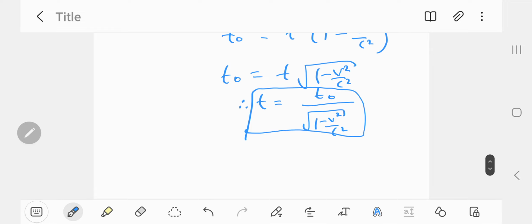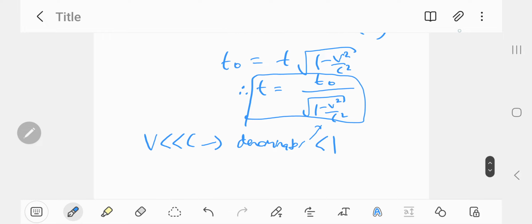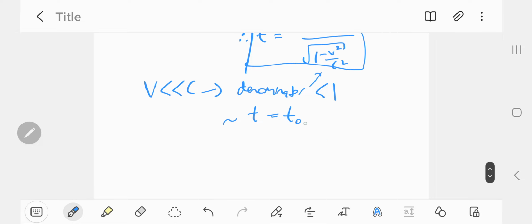Now in everyday experience, the velocity of the train, in this case v, is always going to be much smaller than c. And hence the denominator, the square root of 1 minus v squared over c squared, is always going to be less than 1, but very close to it. So roughly, t will be equal to t₀. In other words, the time measured by the person in the carriage, person B, will be the same as the time measured by the person on the platform, A.